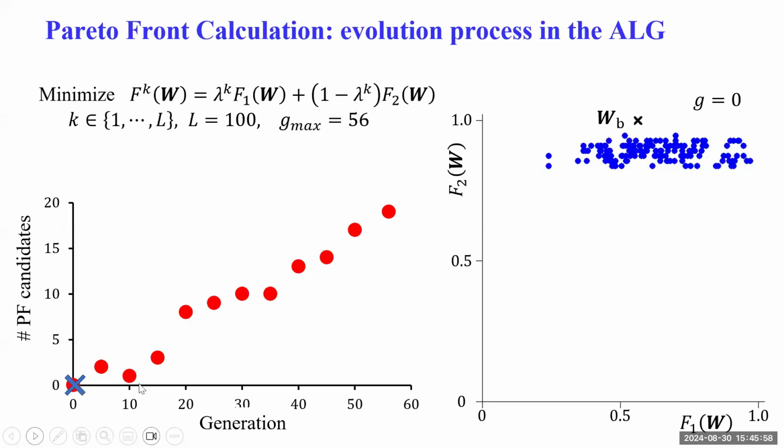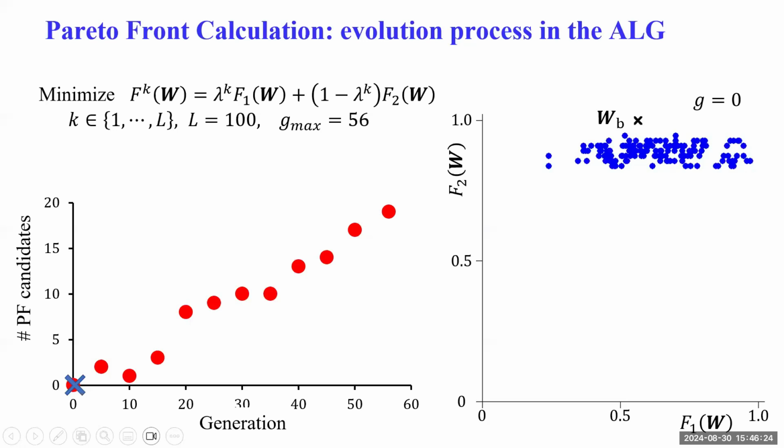So we briefly show the evolution process in the algorithm. We prepare hundreds of subproblems decomposed from the problem. And the maximum generation is 56. It is given after trial and error. At the initial generation, the full binary connection is plotted here.